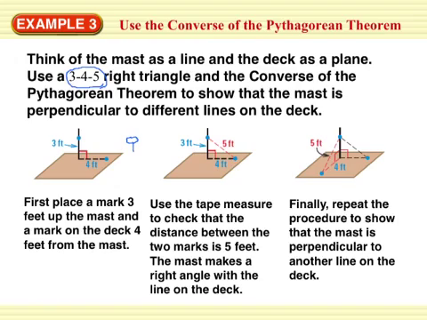You wouldn't have to use the 3, 4, 5, but it does make it easier. Think about if you're standing here, you can reach 3 feet up the mast, right? And measure, and your string would be 5 feet long and measure 4 feet across. Then do it again. Measure over here, your 5 foot long string, make sure that's 4 feet across. So first place a mark 3 feet up the mast and mark on the deck 4 feet from the mast. Use the tape measure to check the distance between the two marks is 5 feet.